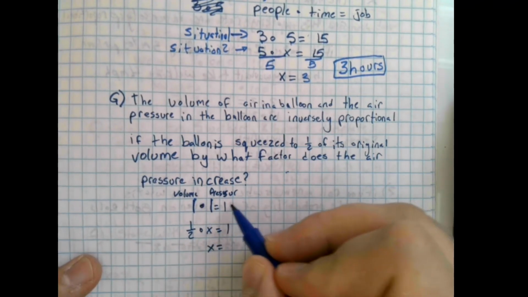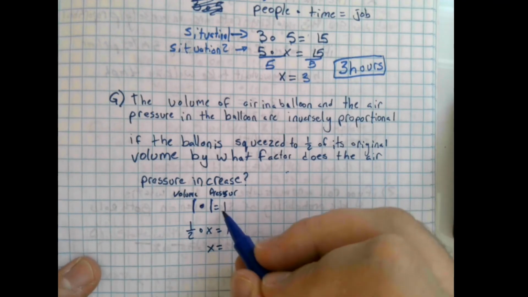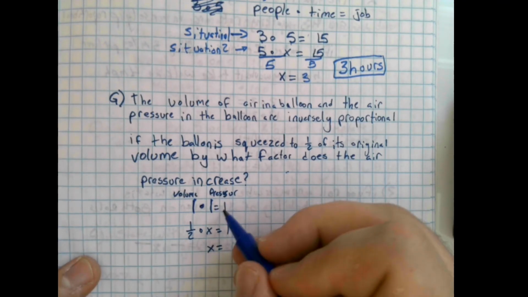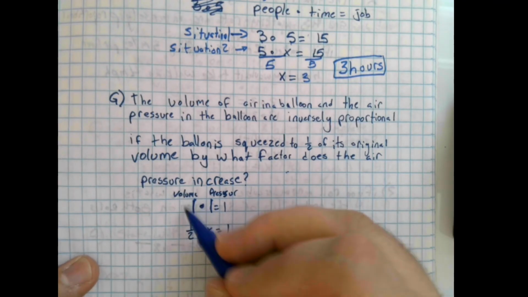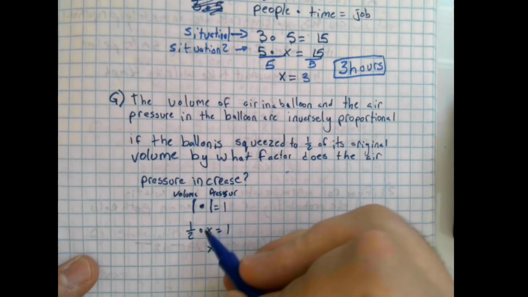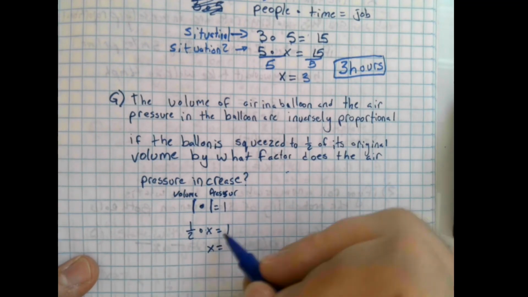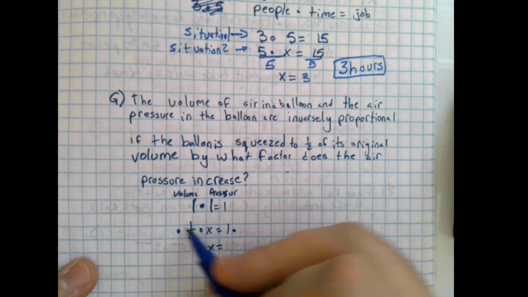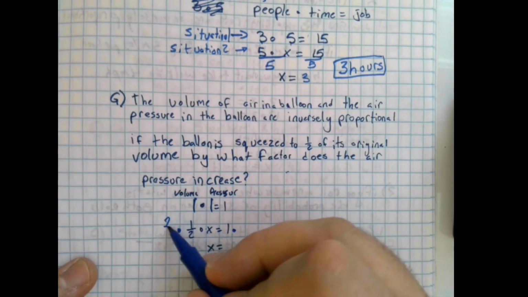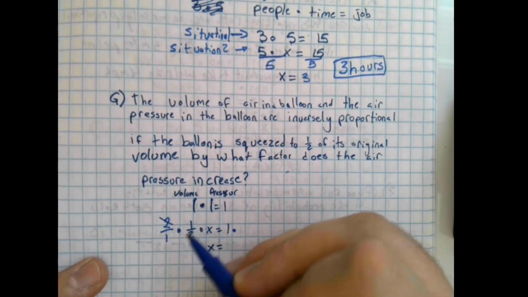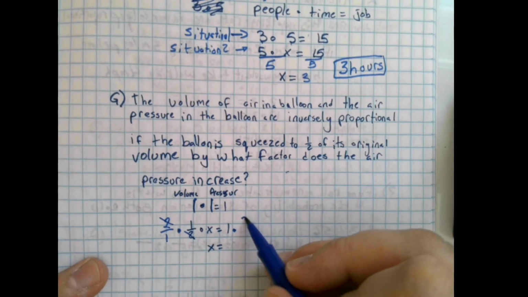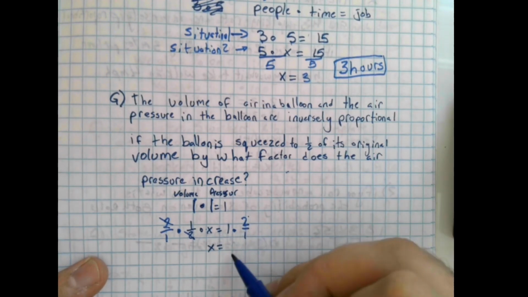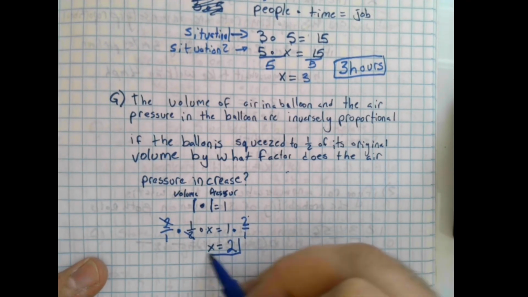And 1 times 1 equals 1. So it has a constant product of 1. Now, if I take half of 1, that's a half. Half times x equals 1. To get rid of a half, we need to multiply on both sides by its reciprocal. Remember, the reciprocal of 1/2 is 2 over 1, because the 2's will cancel, leaving you with 1 over 1. And that'll give us 1 times 2, which is 2.